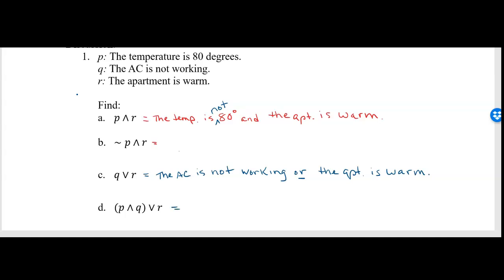Now, with the next one, let me just show you it's a little different. With parentheses, this lets me know that when I write this out symbolically, I'm going to put a comma at the end of the parentheses. And let me show you what I mean. P and Q, that would be the temperature is 80 degrees and the AC is not working.